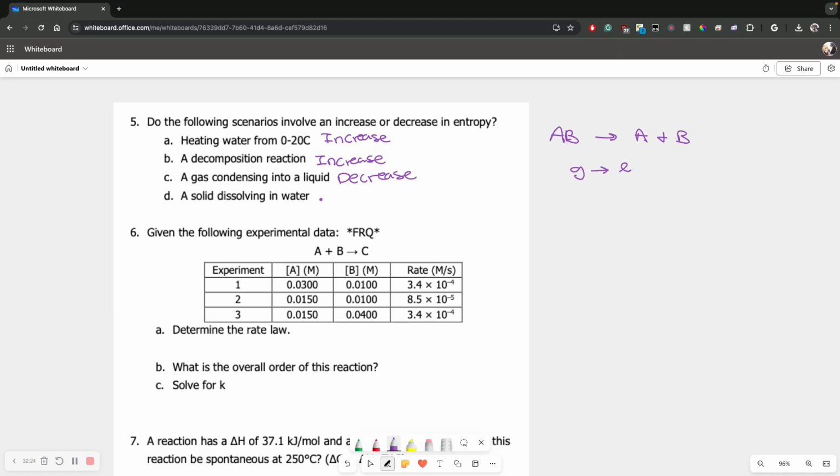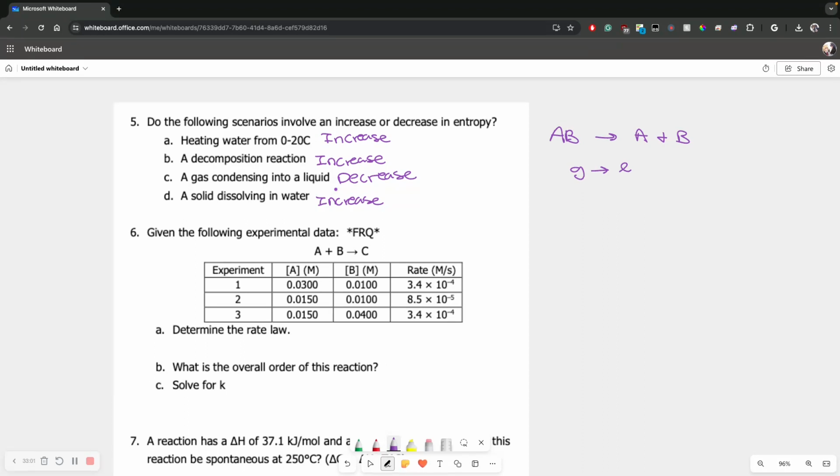And last but not least, we have a solid dissolving in water. This is an increase in entropy, and let me explain why. If you have a solid solute that dissolves in the water, a liquid solvent, your solid solute had less movement as a solid, but now it's dissolved in water, which means that it takes on the properties of the liquid water, so it's going to be moving more chaotically than before, so you're increasing entropy.